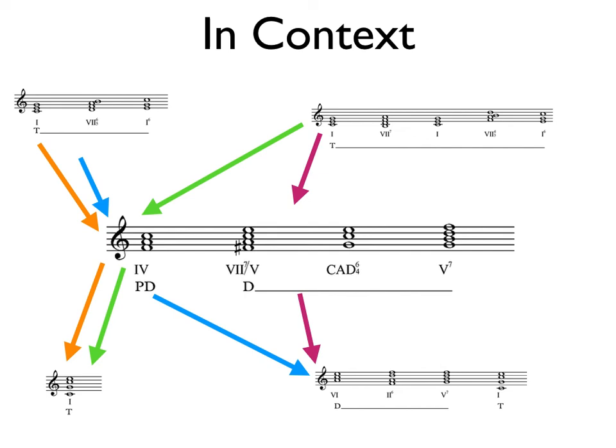The sharp 4 can be thought of as a note that's borrowed from G major, the 7th scale degree of G major, or you can just think of it as a chromatic passing tone passing between F and G, whatever floats your boat.